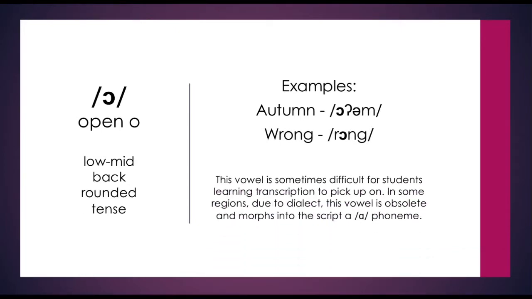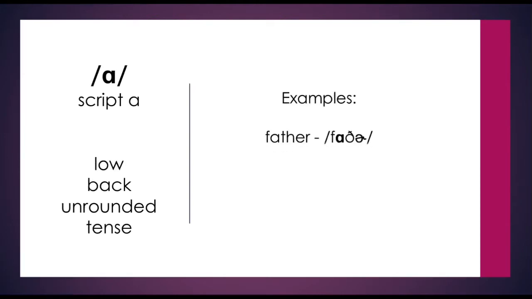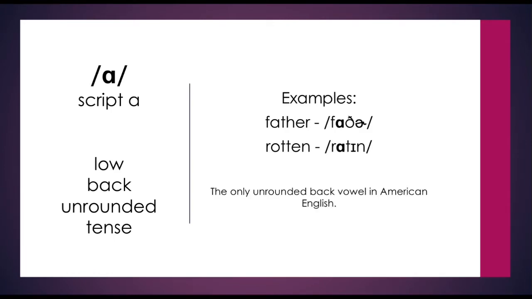Something about this one is that it can be difficult for people who are learning to transcribe to pick up on, because in some regions their dialects can make this vowel completely obsolete, and it morphs into the script A phoneme, which is a low back unrounded tense vowel, and it makes the ah sound, like in father and rotten. And this is actually the only unrounded back vowel in American English.